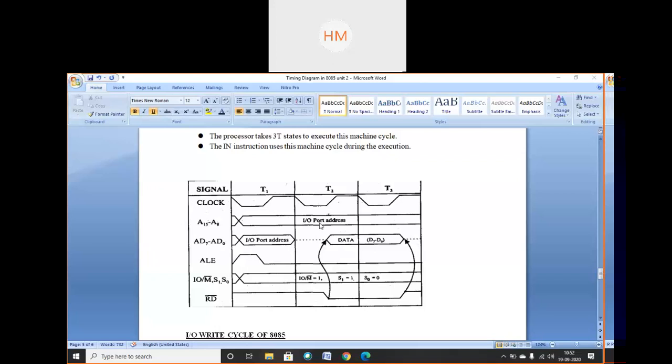And IO/M bar is active high. IO/M bar is active high. Why is it active high? Yes, why is it active high? And status signals?